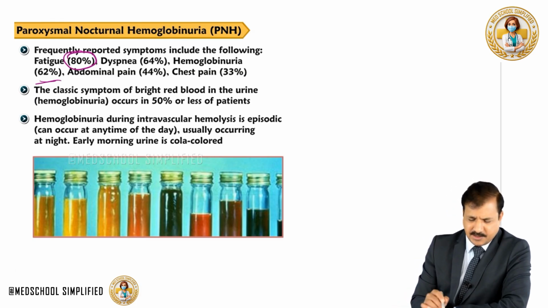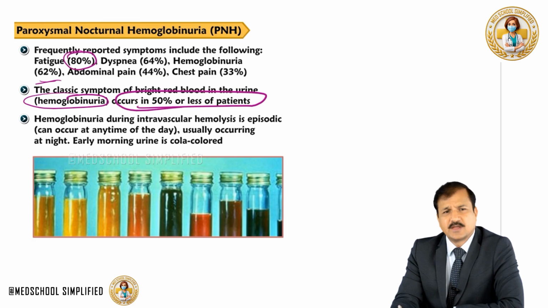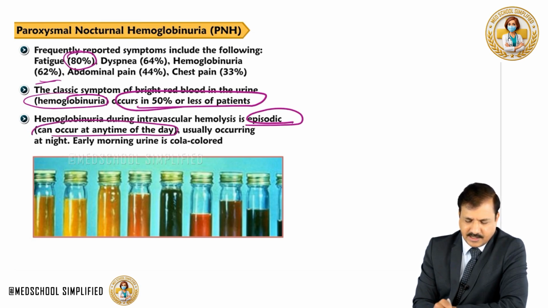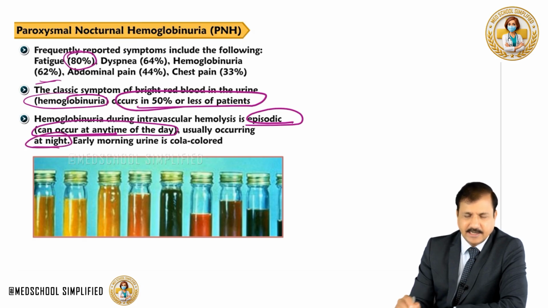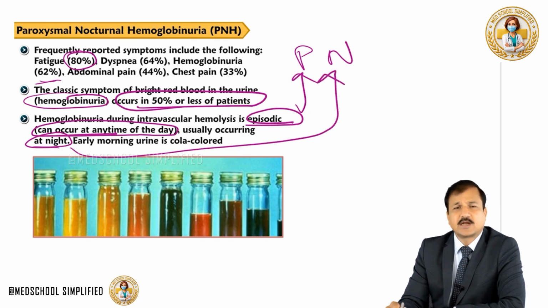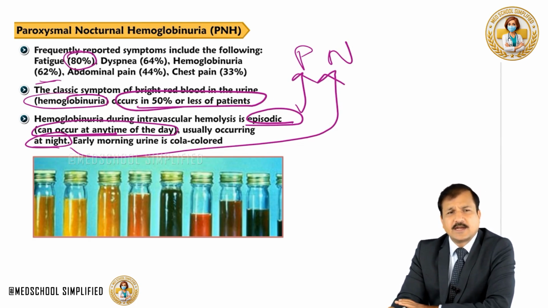Now the classic symptom of bright red blood in the urine, that is hemoglobinuria, occurs in 50% or less of patients. Now hemoglobinuria during intravascular hemolysis is episodic. That means it can occur at any time of the day, but usually it occurs at night time. That's why it is called paroxysmal nocturnal. So it is an episodic thing and usually occurs during night time because of a slight drop in the pH. So hemoglobinuria occurring in the night time is referred to here as nocturnal hemoglobinuria.